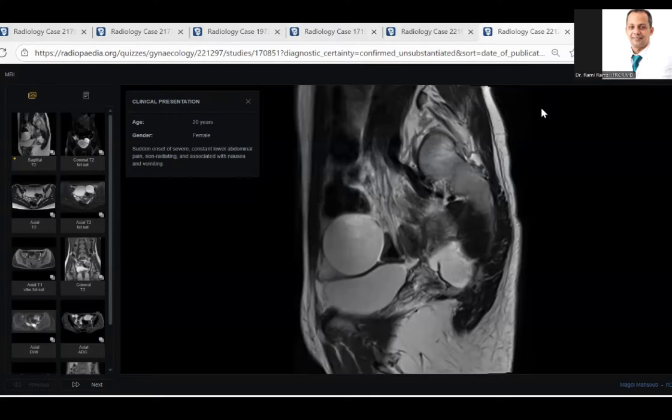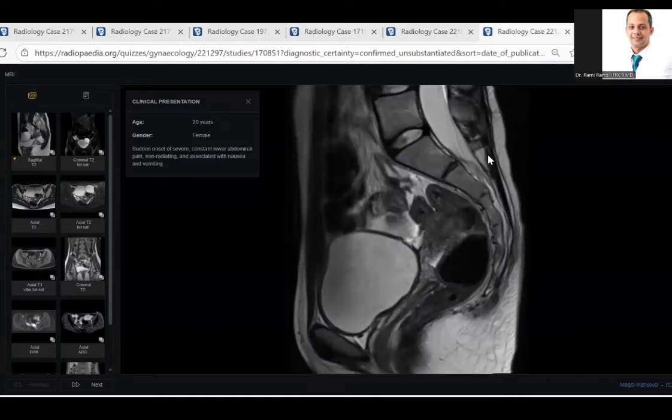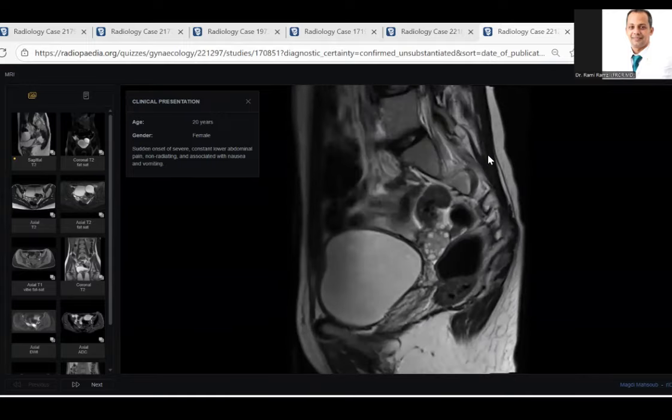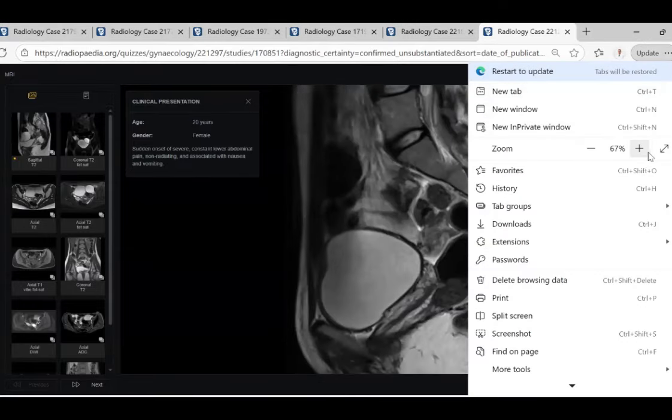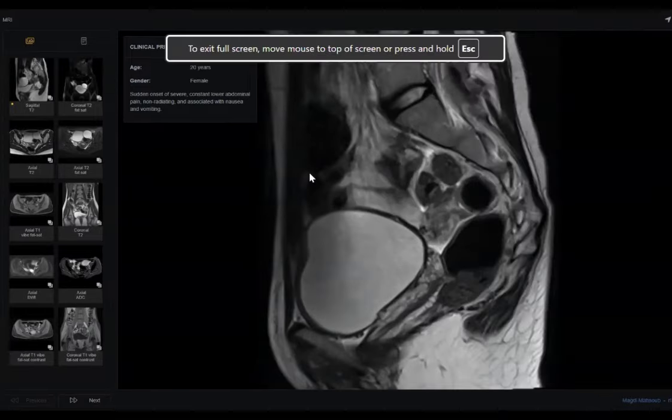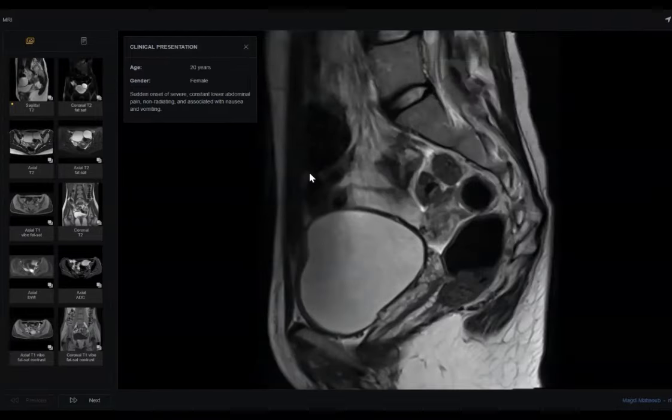Morning, everyone. Let's start our gynecology Viva hot seat. Candidate 2. This is a 20-year-old female patient presented with sudden onset of severe, constant lower abdominal pain.